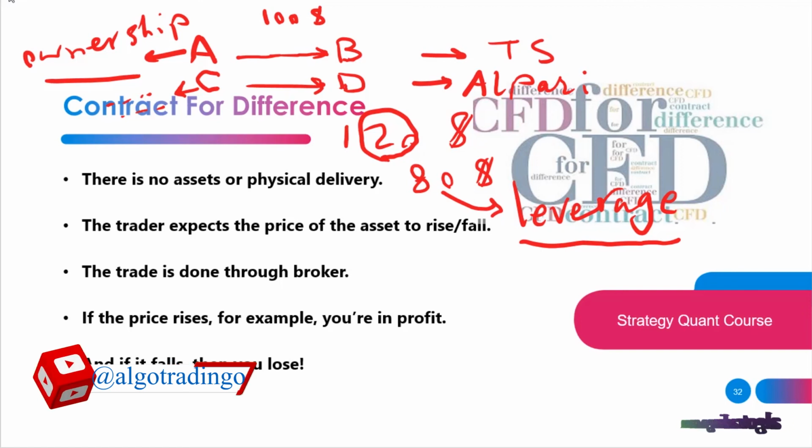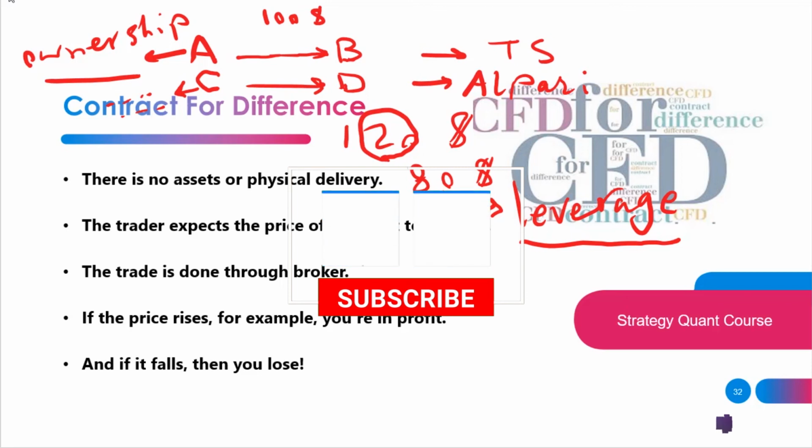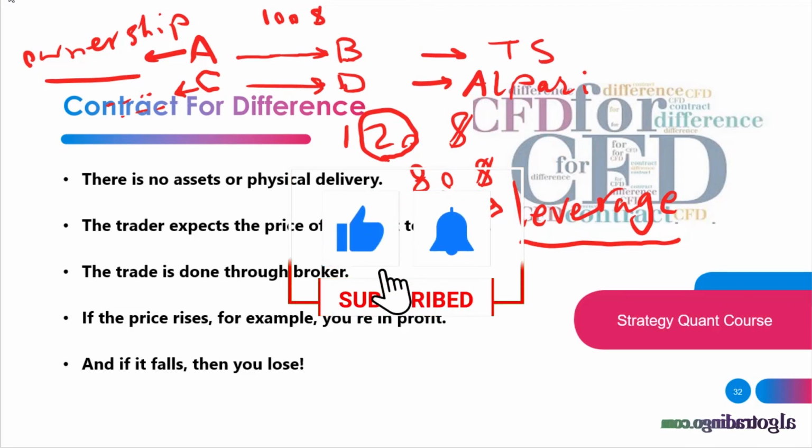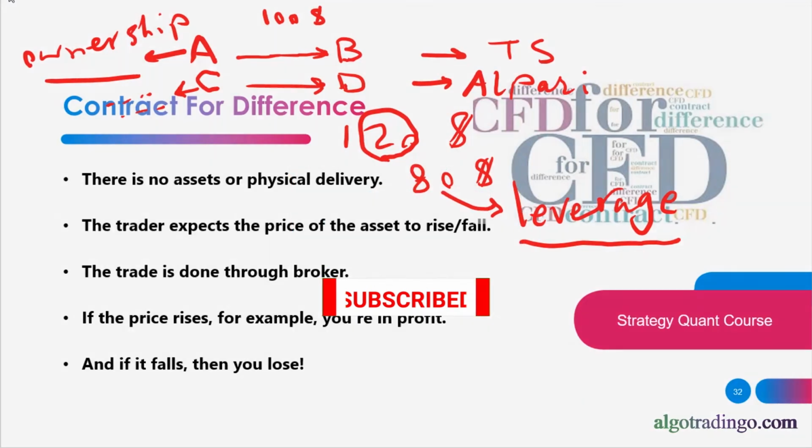In the CFD market, you can use leverage. Actually, you have to choose some leverage from the brokerage. So that is the CFD market, and like stocks, the commodity market has CFDs as well. And you have to know that the CFD is the mirror of the primary market.